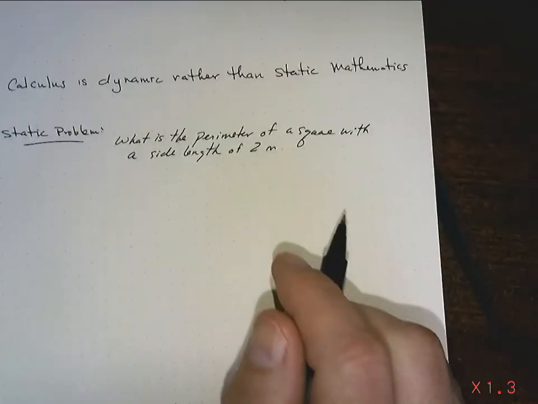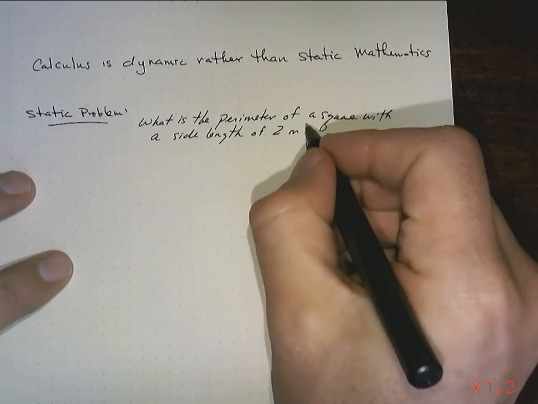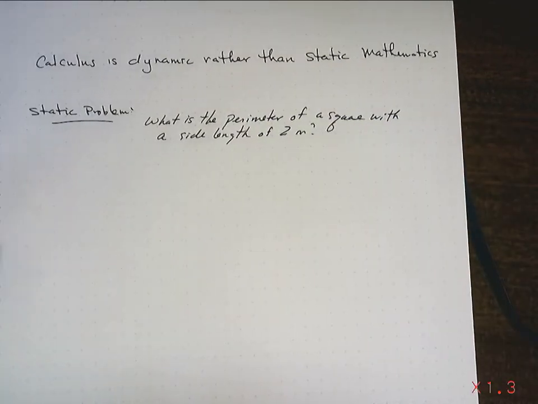There you go. Oh, you can't see what I'm writing. Someone in my studio audience really should let me know this. There you go. So what is the perimeter of a square with a side length of 2 meters? That's a static problem. Everything's static. And what static means is not moving.